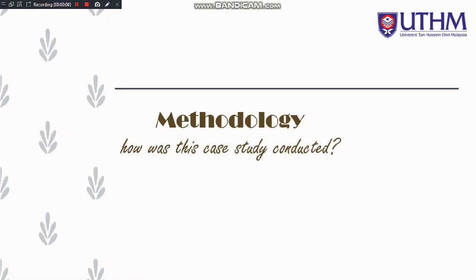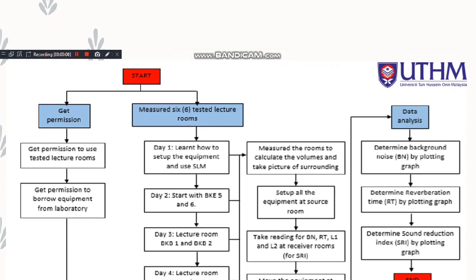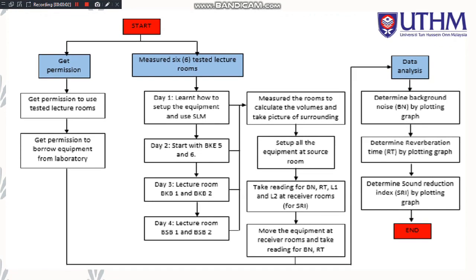How was this case study conducted? Getting the permission from the faculty is one of the important things. I get permission to use 6 tested lecture rooms, and second, get permission to borrow equipment from laboratory. After I got all the permission, I start to measure 6 tested lecture rooms. For the first day, I learned how to set up the equipment and how to use sound level meter.